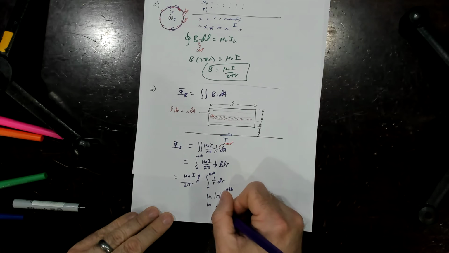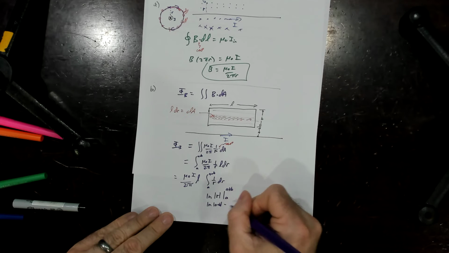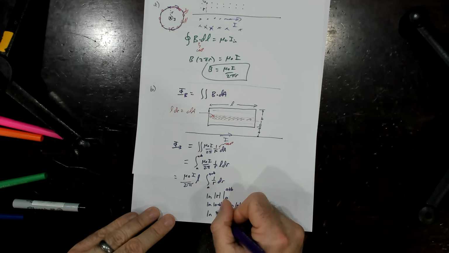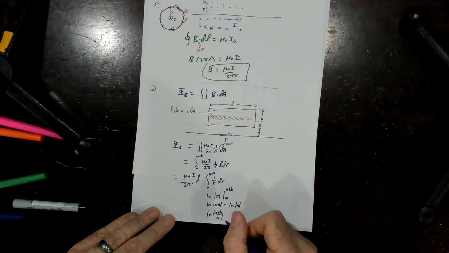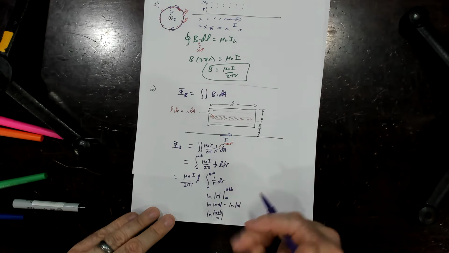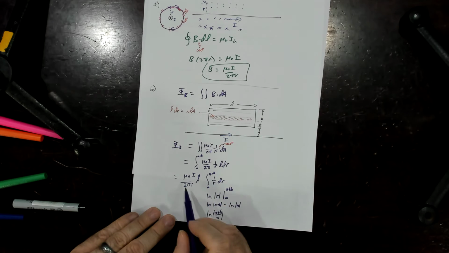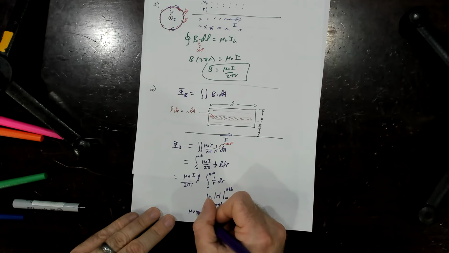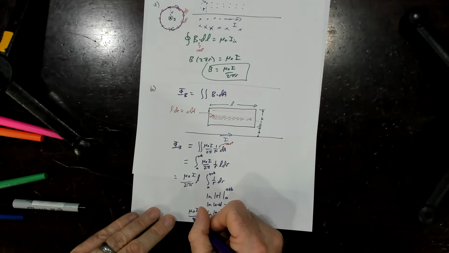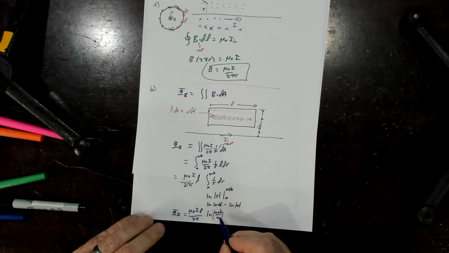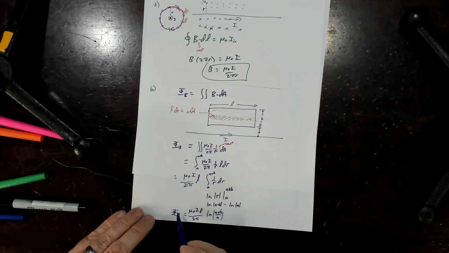And you say, that would be the natural log of a plus b minus the natural log of a. I can make that a nice division using the properties of logarithms. These are all constant values, so I don't need the absolute value sign, because a and b are just constants. So with mu naught I L over 2 pi still in front, the result is mu naught I L over 2 pi times the natural log of a plus b over a. That is my flux. That's my answer.